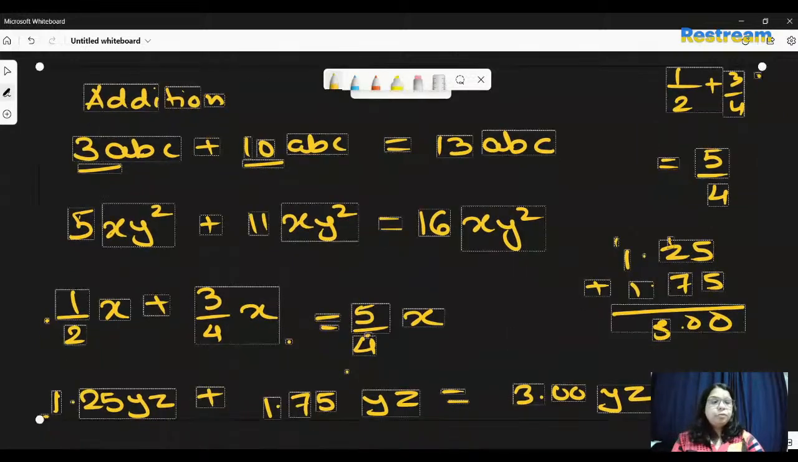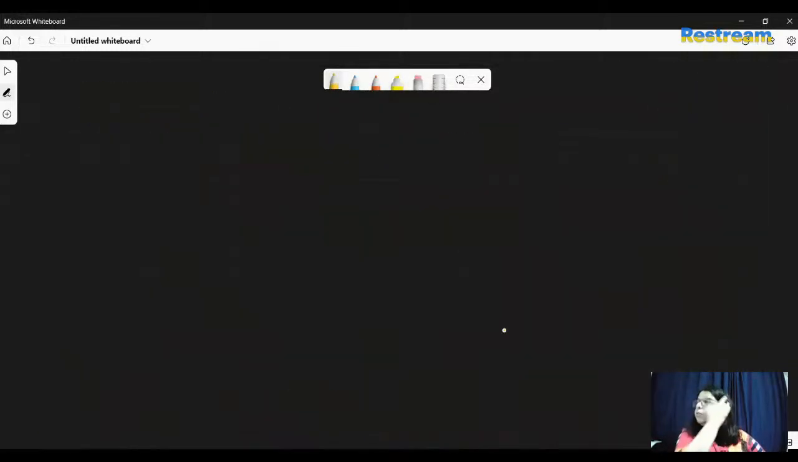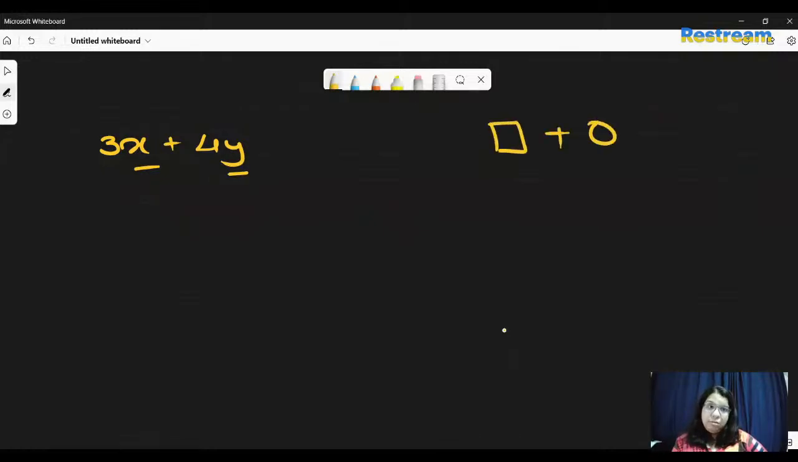Next one, why can't we add unlike terms? Okay, because let's say I have 3x plus 4y. Now this and this is different. It's like trying to add a square and a circle. That is not possible. You can't have two circles or two squares if we try to add a square and a circle. So it is the same like that.